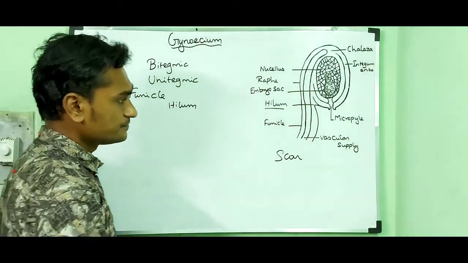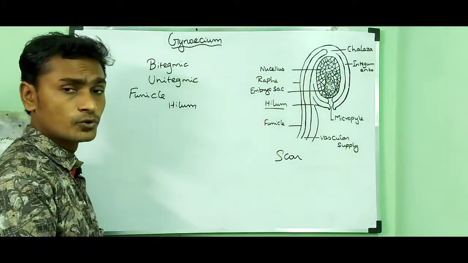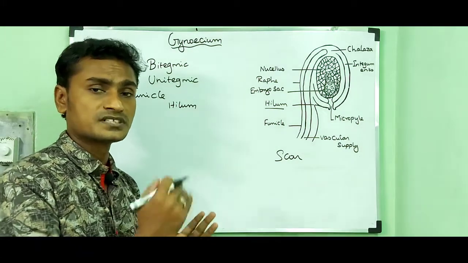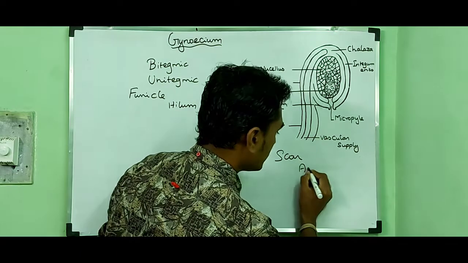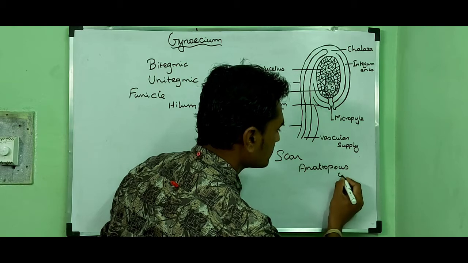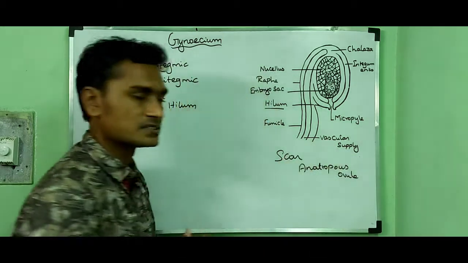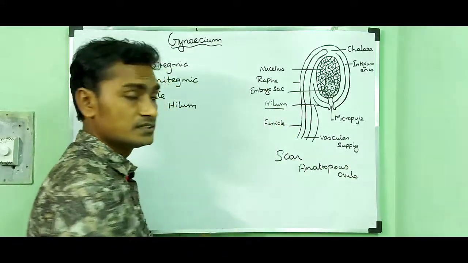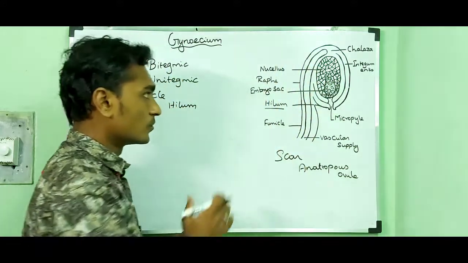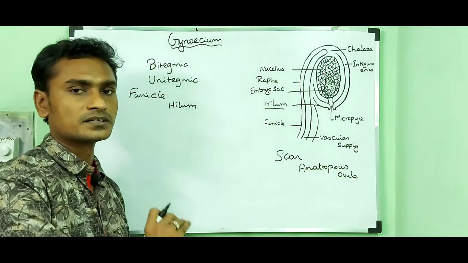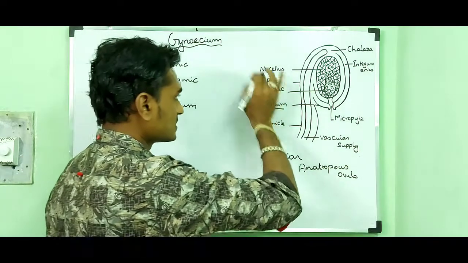Then an inverted ovule, scientifically, we can call it an anatropous ovule. It is otherwise called an anatropous ovule. In an inverted ovule, the funicle is attached to the body of the ovule and forms a ridge, and that structure is called raphe.